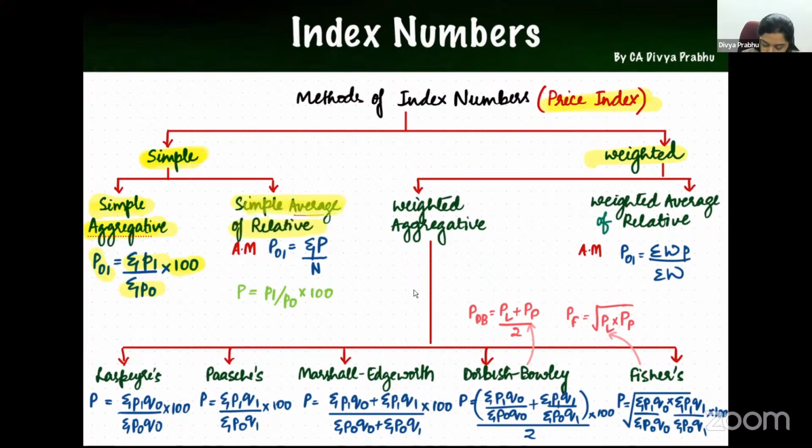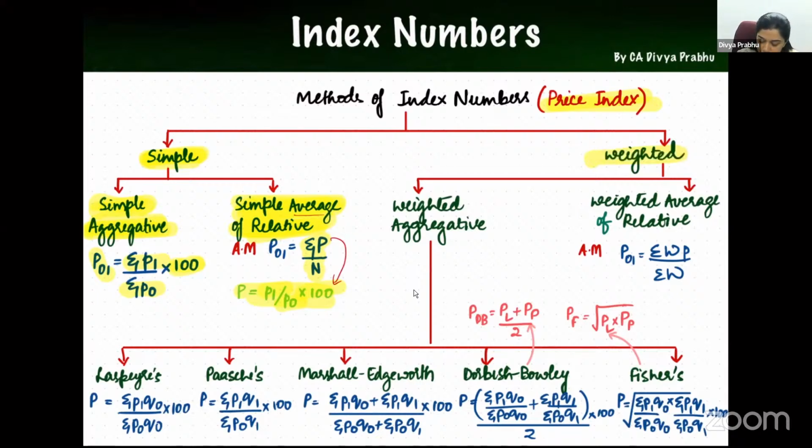Now, simple average of relative method. See, what happens is in simple aggregate method, you are simply adding the current year prices, simply adding the base year prices, irrespective of whether the units of measurement of the products are same or not. But simple average of relatives method says the units of measurement becomes irrelevant here. When the products are having different units of measurement, we generally go for this method, which is simple average of relative method. Because for every product, we first calculate the price relatives. How do we calculate price relative? It is P1 upon P0 into 100. We first calculate that for every product and then we go for the simple average of price relatives, which is summation P by N. What is P here? P is nothing but P1 upon P0 into 100. Got it? Remember this formula?